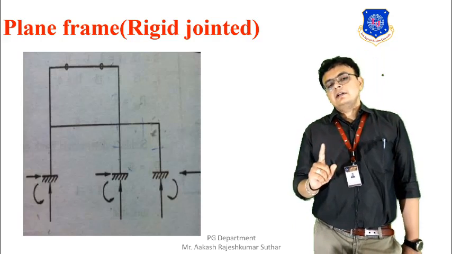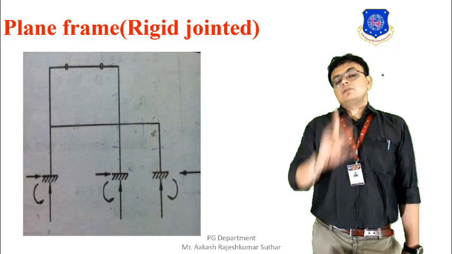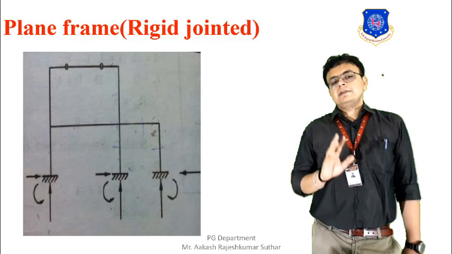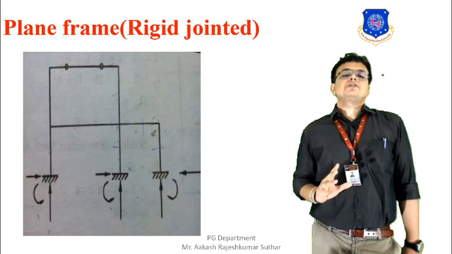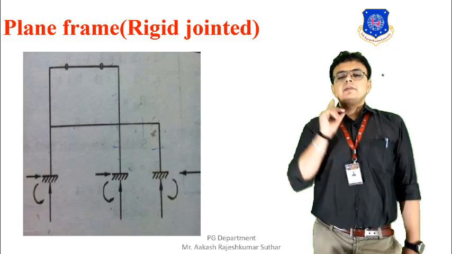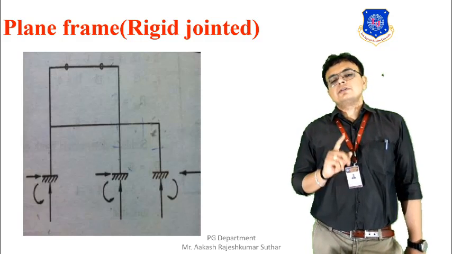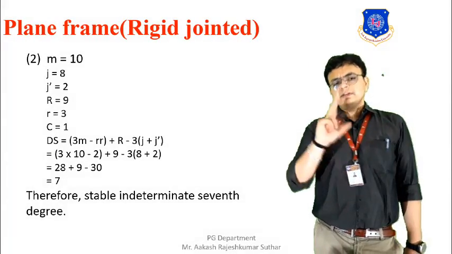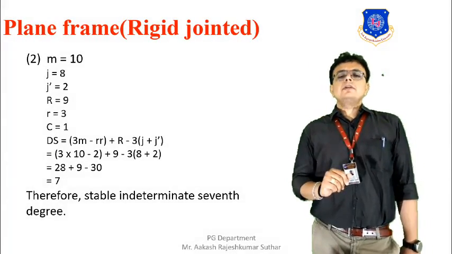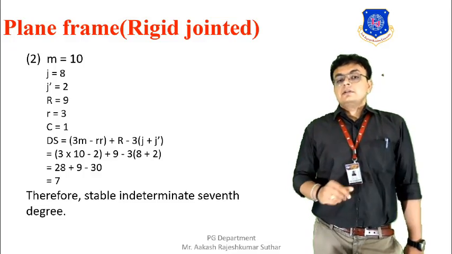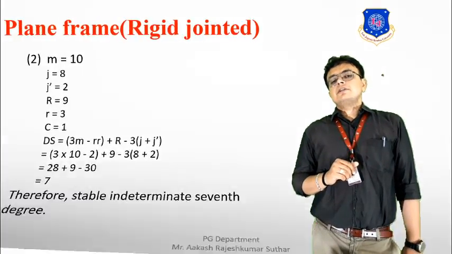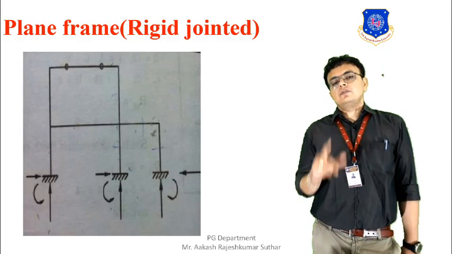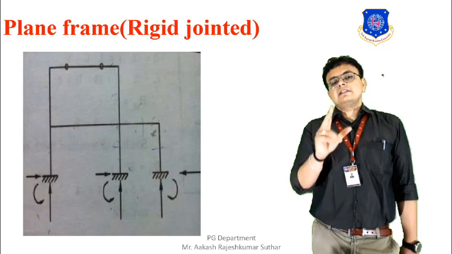The horizontal reaction, the vertical reaction and the moment. We have 3 supports and cumulatively each will have 3 reactions. So cumulatively we will have the capital R value equal to 9. Let's solve it. First of all, the total number of members in the figure is 10. You can count it from the figure: 1, 2, 3, 4, 5, 6, 7, 8, 9 and 10.